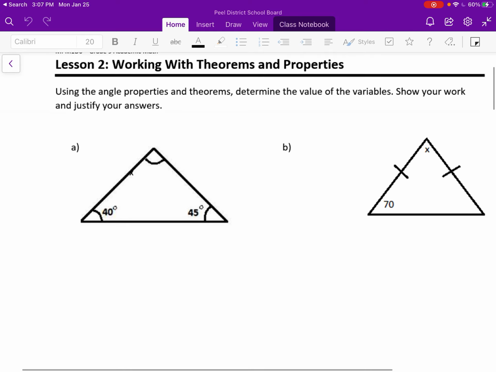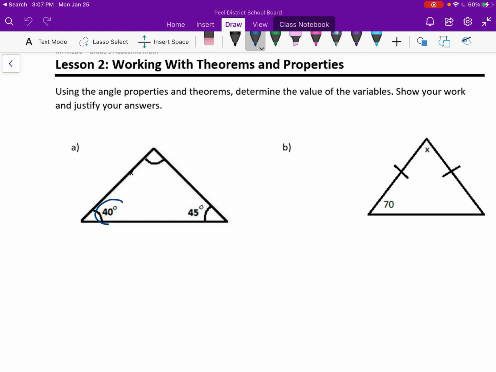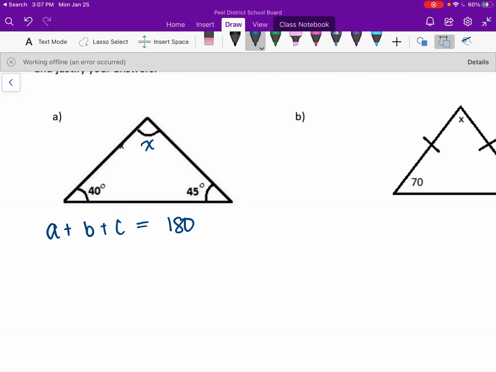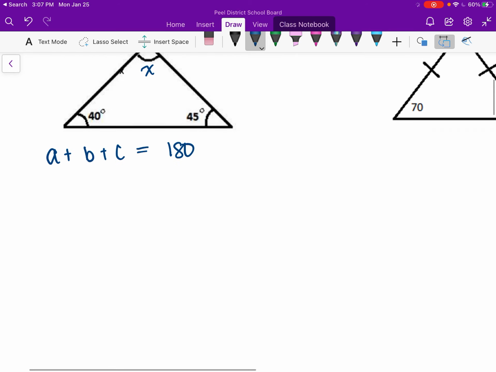So the first one we're going to look at is this question right here. We have a triangle, and inside this triangle, we've been given 2 of our angles, right? So if I'm given 2 of my angles, I'm just going to label this one X. I know that my triangle is going to add up to 180. I know that A plus B plus C is going to give me 180 because that's my interior angles rule, right? So I'm going to say, all right, this is A, this is B, and this is C. So I'm going to have 40 plus 45 plus X is going to give me 180.